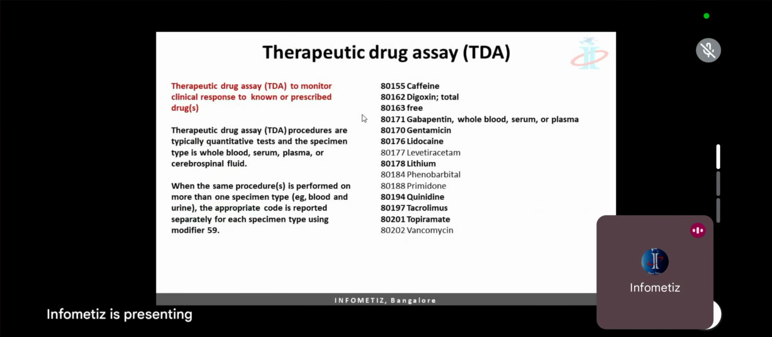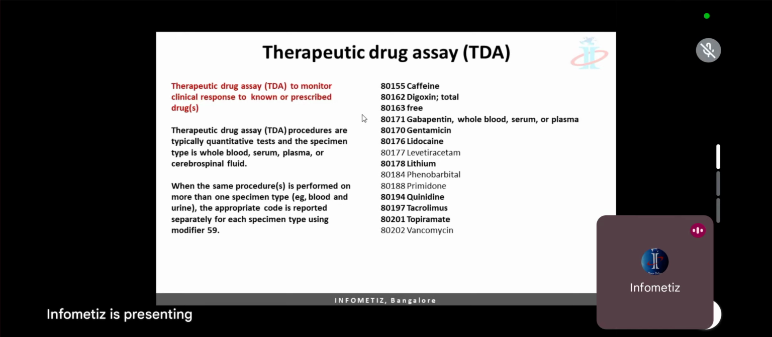Therapeutic, same thing, same way to search. The only thing, what is the difference between therapeutic and definitive? Definitive, we are finding a drug. Okay, we are not sure whether the drug is there or not, or what drug is there. We are just confirming. Here, therapeutic, we know that this drug is there. We just wanted to check how much it is. That is for a prescribed drug.